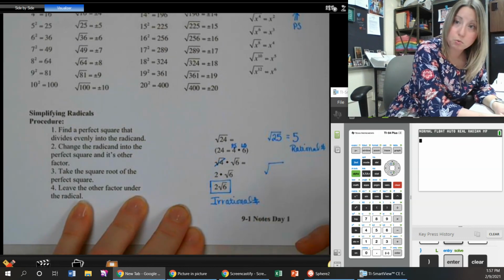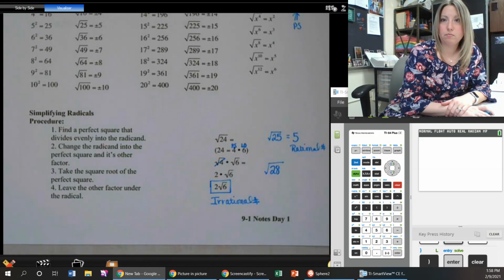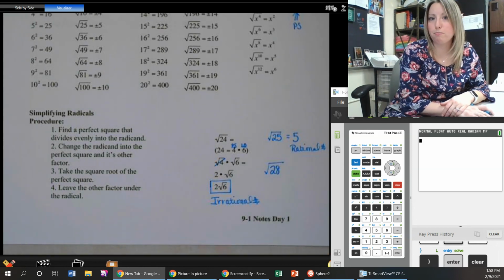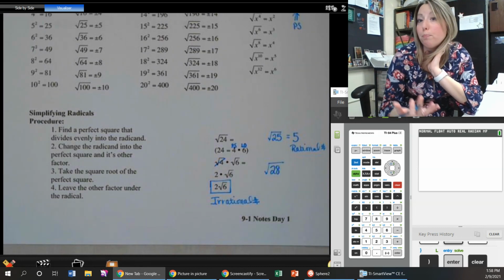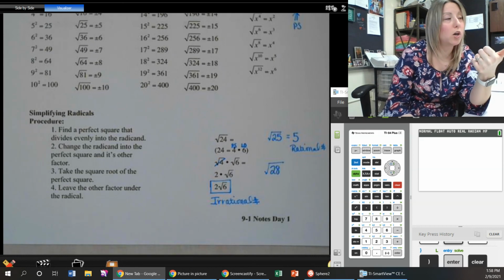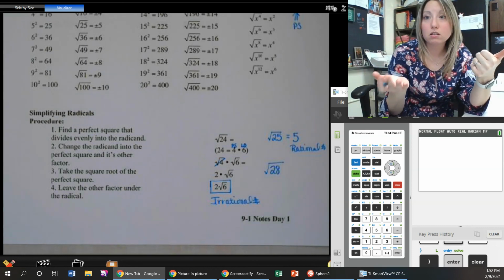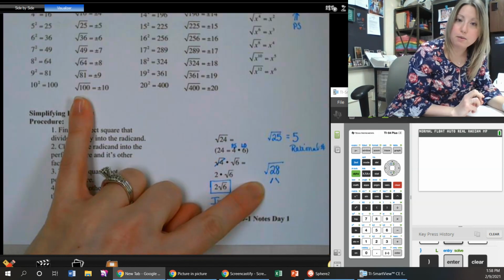Very close to these ones. Radical 28. So that radicand is close to the two I've been working with, right? Is 28 a perfect square? No. Is 28 evenly divisible by any perfect squares? 4. Oh, yes. What is the result of 28 divided by 4?